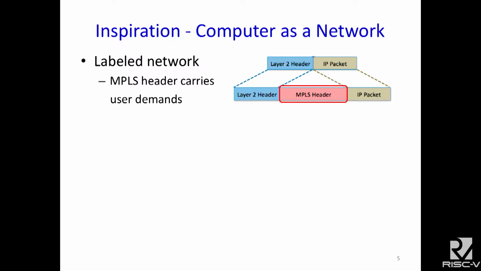Actually, we can learn something from the network area. Labeled networks, for example MPLS, use a specific header to carry the user demands. Switches can identify the user demand of a packet by examining these specific headers, and then perform further processing on this packet. This helps to reduce the uncertainties of the network.